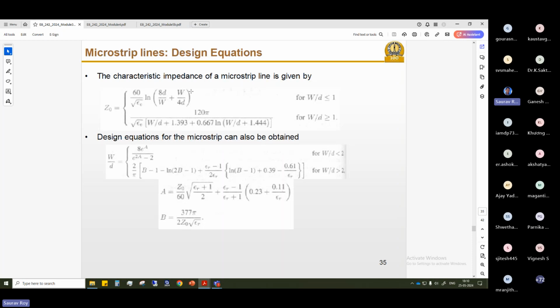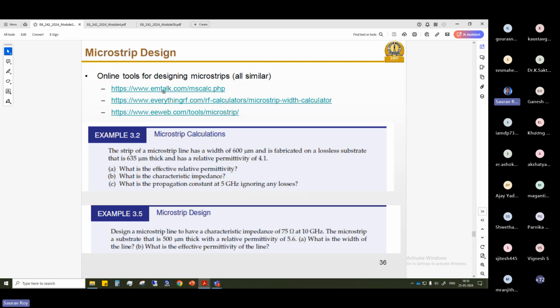For that you have to use tools like these here, EM talk or others. So you have a line calculation tool, where, let's say you have to make a 50 ohm line or 75 ohm line or 35 ohm line, and you have to calculate the W. Most of the cases, the thickness of the substrate is given, like either 0.5, 0.8 millimeter or 1.6 millimeter.